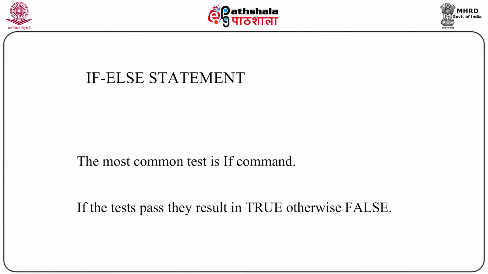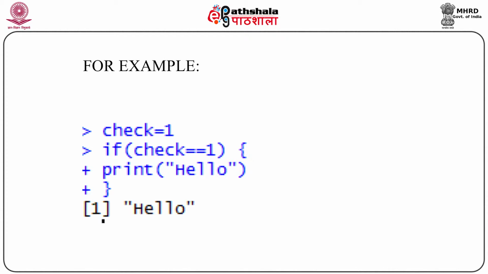In this regard, it is worth mentioning that the second brackets are optional when you are using only one statement. As we just discussed, the most common test is the if command. If the test passes, it results in true, and otherwise false. So, if it passes, R will give us the first thing of execution, and if not, then it will give us the second thing of execution. From the example given here, we may have a clearer view of the mechanism of the if-else statement.